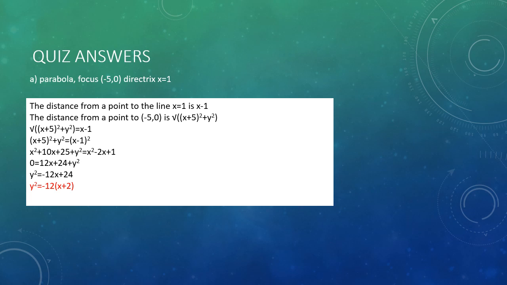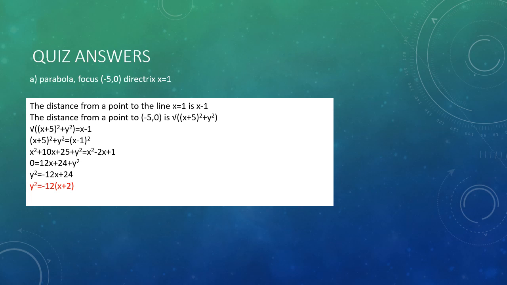So for part A, we'll start by finding that the distance from a point to the line is going to be equal to x minus 1. This is because, given the directrix x equals 1, we know that the formula for the directrix is x equals negative p. So then, we know that p is going to be equal to negative 1. We also know that the distance from a point to the directrix will be x plus p. So that gives us x minus 1.